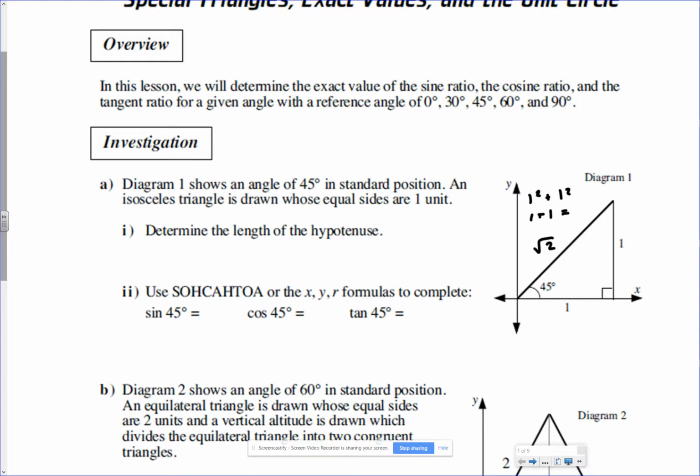So now writing out our sine, cosine, and tangent like we did in the last lesson. Sine is opposite over hypotenuse, so 1 over root 2. Cosine is adjacent over hypotenuse, so 1 over root 2. And tangent is opposite over adjacent, so that's 1 over 1, which is 1. But again, remember we said that rationalizing our denominator is the better way to do that. So 1 over root 2 is going to turn into root 2 over 2 for both of these.